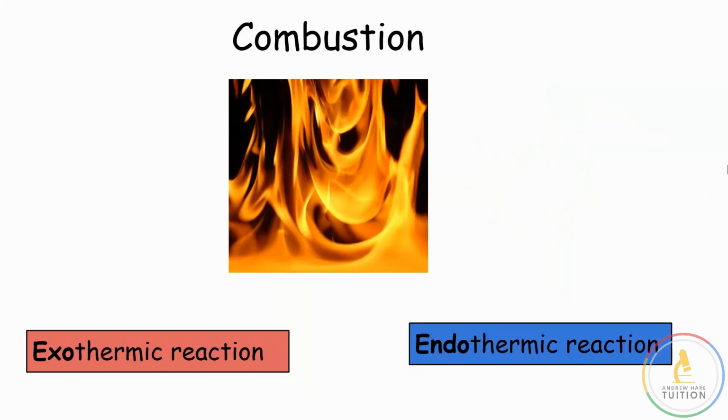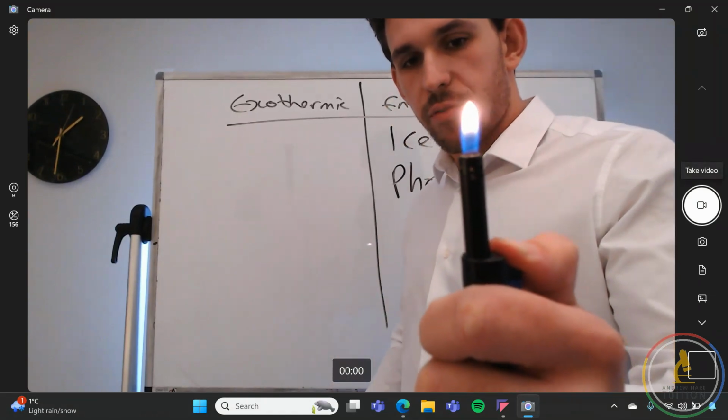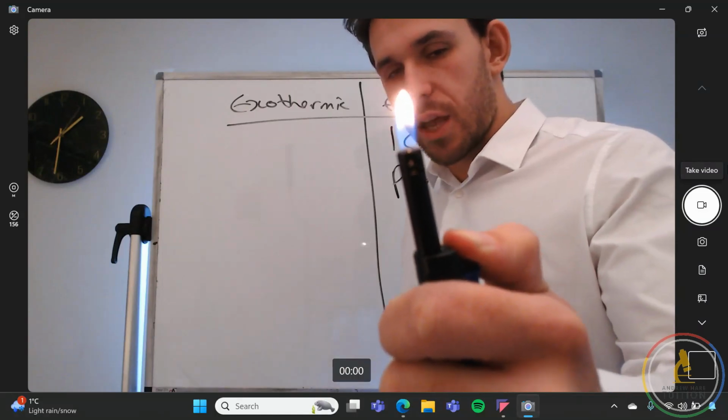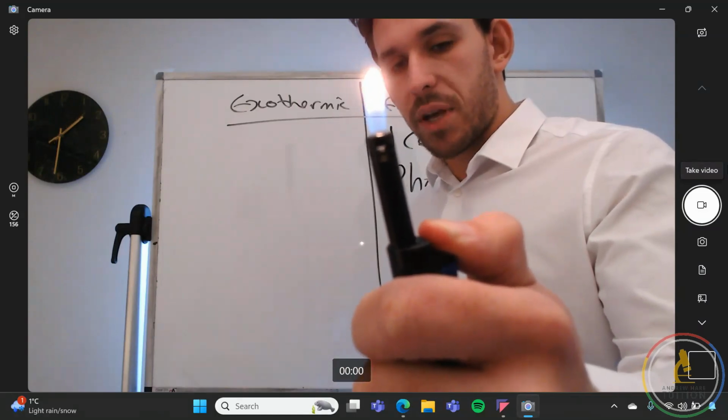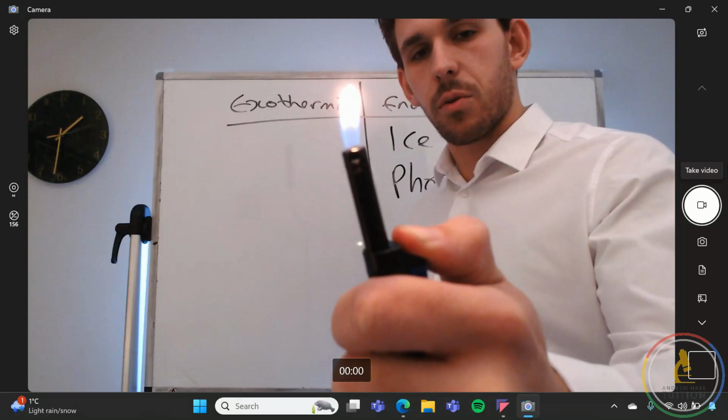What about combustion? I'm going to speed up a little bit now because hopefully we're starting to get the idea. Combustion. For example, if we are burning a fuel, like in this lighter, something is being combusted, it's being burnt. Is this going to be exothermic or endothermic? What do you think?